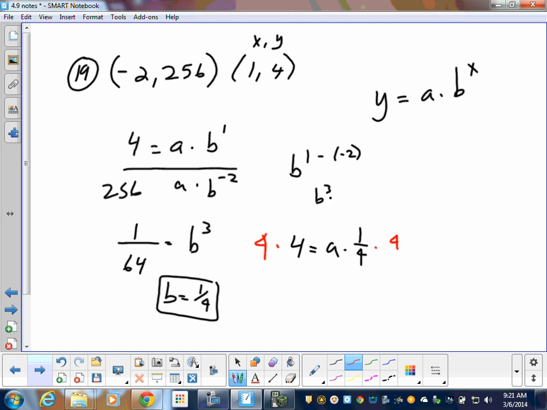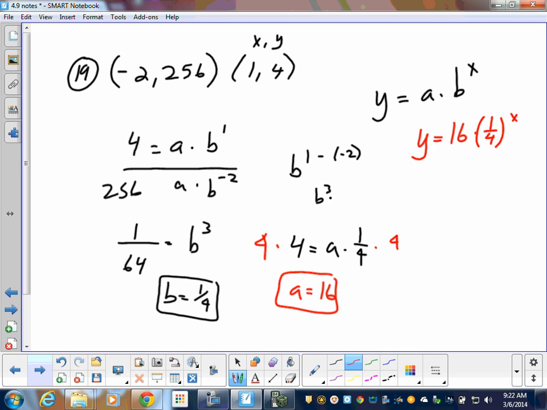In the other problems, the way you get rid of a log is by exponentiating. The way you get rid of a base is by taking the log of both sides. So I'm doing the same concept over and over and over again. So this gives me 1a equals 16. So a is 16. Use this information right back over here. So y equals a, which is 16, times 1/4 to the x.